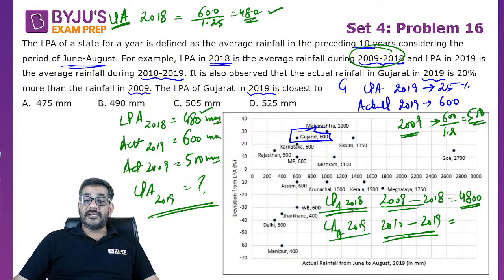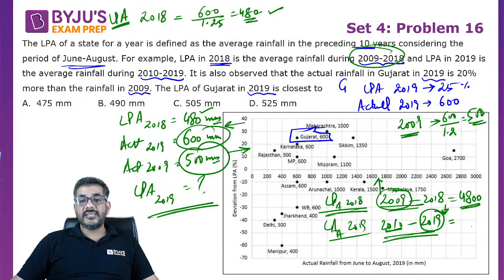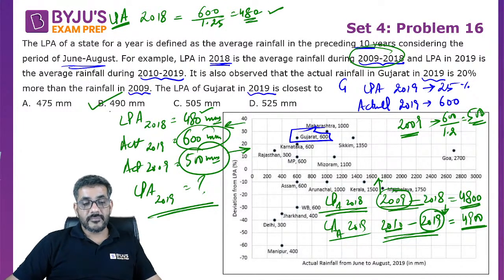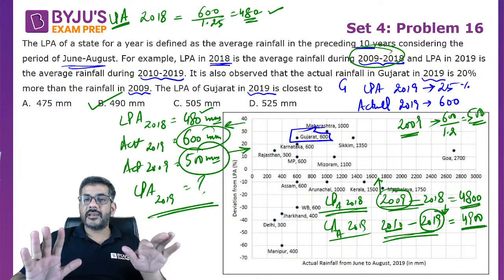In 2019, 2009 is removed because 2010 से शुरू हो गया. And 2019 came in. 2009 went out, 2019 came in. That means 500 went out, 600 came in. So can I say total मेरा 4800 से 4900 हो जाएगा and my LPA would be 490 mm. समझ आई मेरी बात ये. मैं फिर रिपीट करता हूं एक बार.